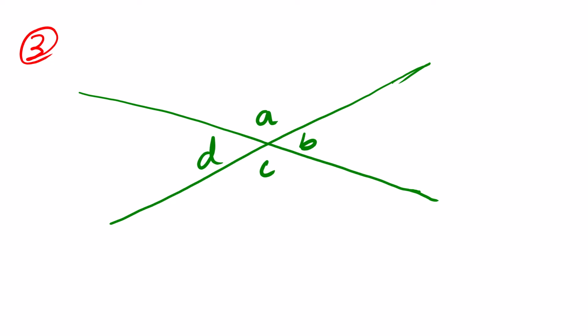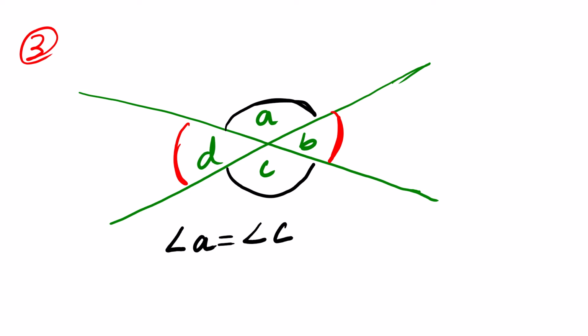Our next type of angle is this one, whereby we have two lines crossing each other. In this case, we can talk about vertically opposite angles. Angle A is vertically opposite to angle C. Angle B is vertically opposite to angle D. And what you must know is that angle A is equal to angle C. Whenever you have two angles which are vertically opposite to each other, you must know that they are congruent. They are equal.